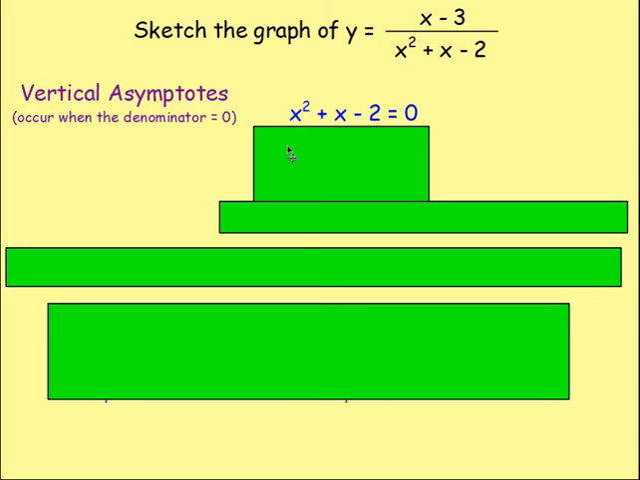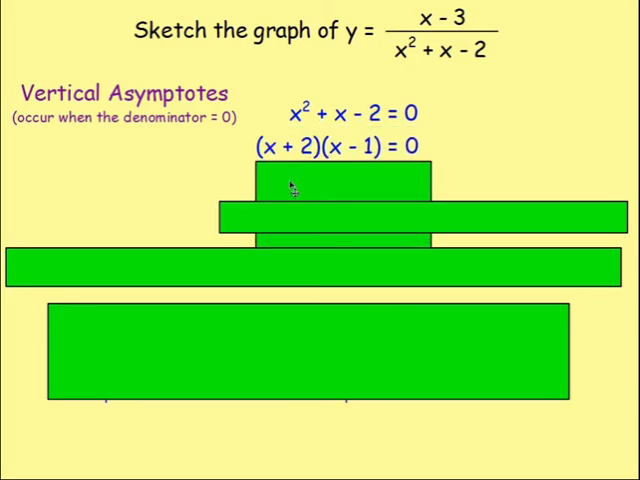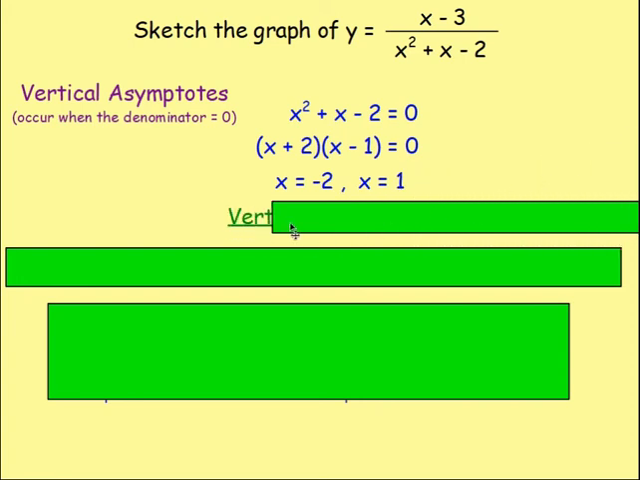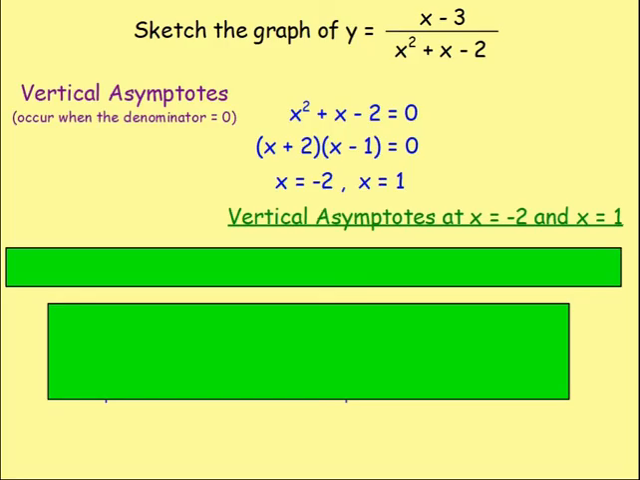Go on, factorise it, what would you get? Good, well done. So you'd have x plus 2, x take away 1 equals 0, giving you two values of x equals negative 2 and x equals 1. So you know you have vertical asymptotes at negative 2 and 1. So you're going to have your vertical lines drawn in. The first one will be at negative 2 and the next one will be at 1.